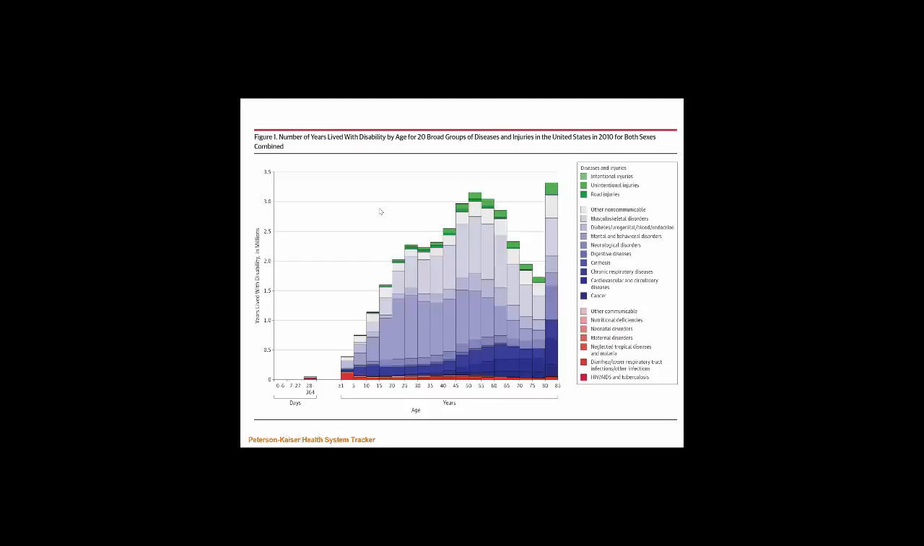In this chart, what you see here is the number of years lived with a disability by age for 20 broad groups. Mental health, which is this darkish grayish area here, sits right in here. It is about the same as other places. Larger, surprisingly to me, it's about the same for all ages, much larger occurring in your 40s and 50s. These are individuals living with these disabilities.